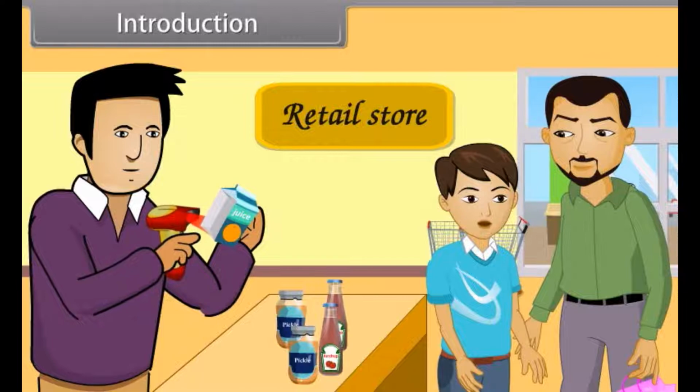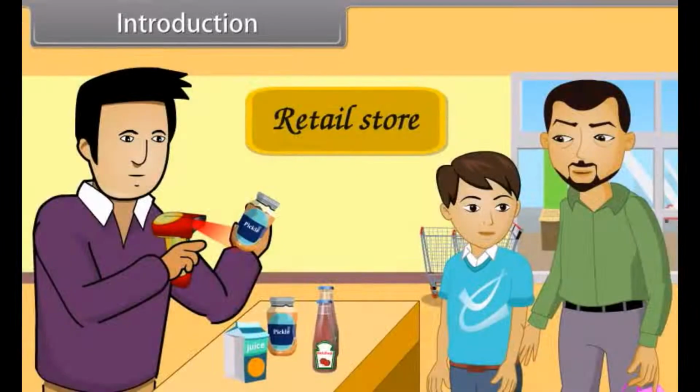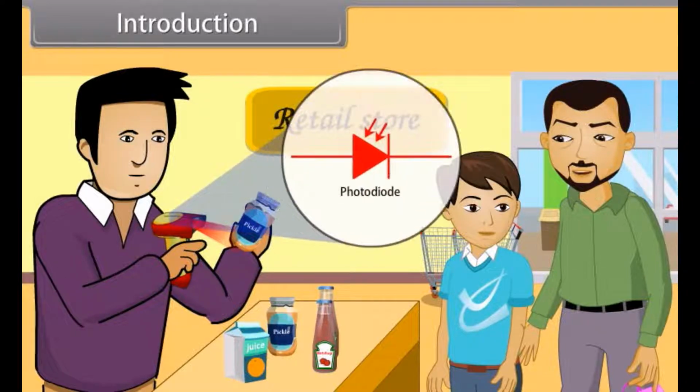Father, the shopkeeper is using some light device to access the details of all the goods. What is it and how does it work? Son, it is a barcode scanner and works on the principle of photodiode.